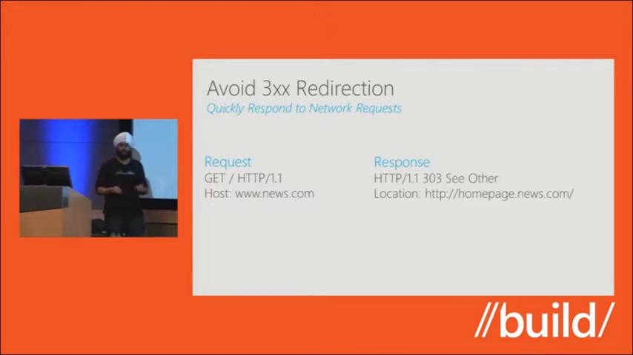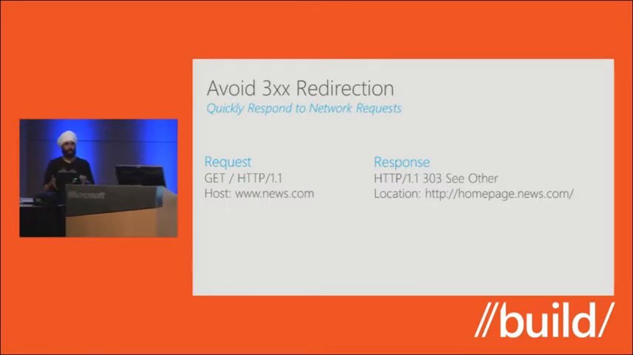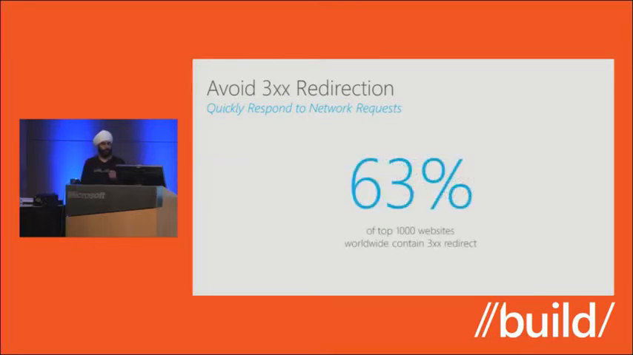Now, this redirection can cause up to 250 milliseconds delay in your application. And now you might think, that gives me a convenience on the server side. I like that. But 250 milliseconds can be up to 10% of your page load time. Now, you might think this is the basics, but 63% of the top websites in the world have a 300 level redirection. That means 63% of the top websites in the world could improve their performance by up to 10% by just not using that redirect.